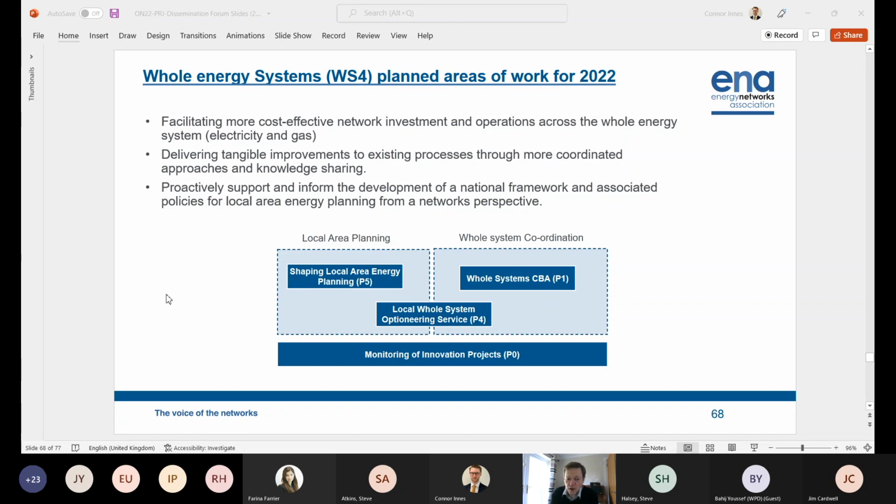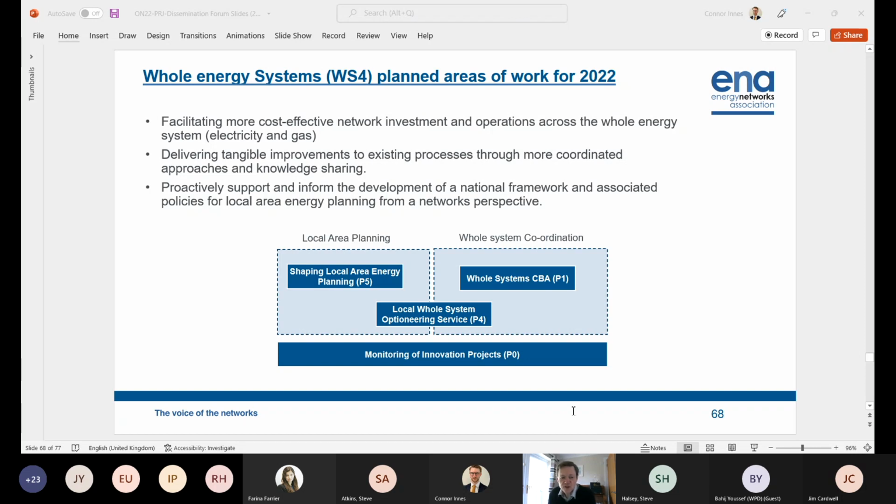So I'll talk a bit more about the whole system CBA in a second, and also pull out the work we're doing on the optioneering service at the moment. Finally, we have an overarching product where we look at the various whole system innovation projects that are happening across the membership and our project partners, and ensure that the learnings from those projects are fully embedded within the different network organizations on the work stream.